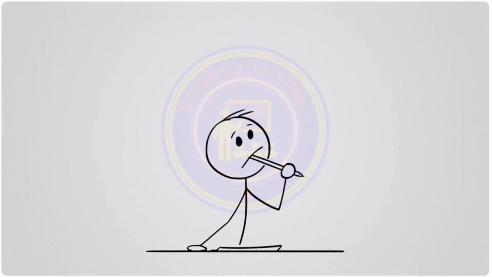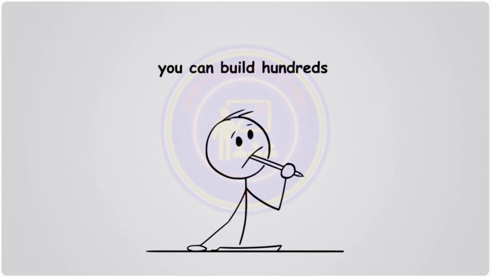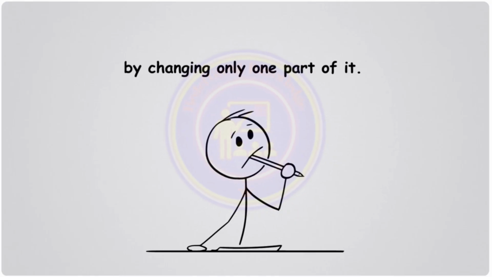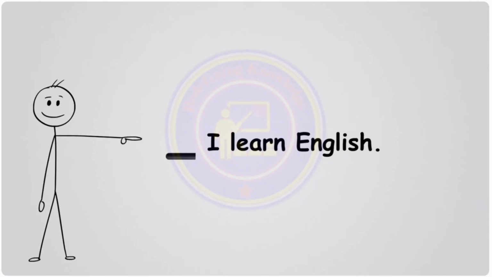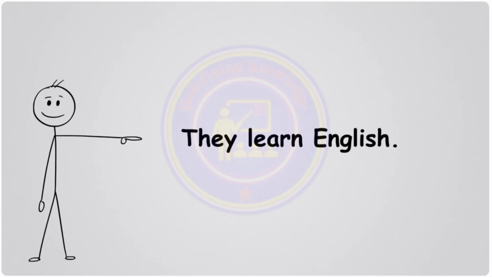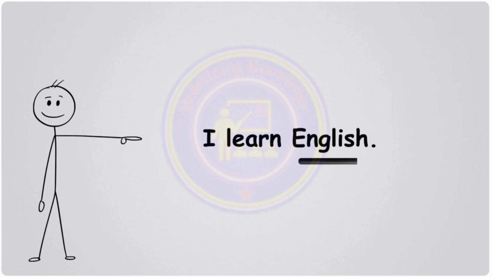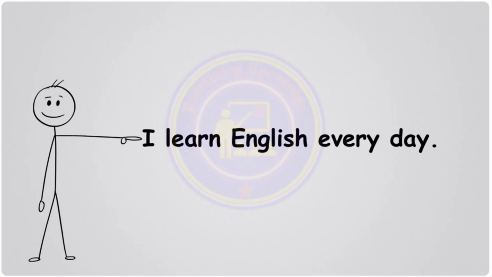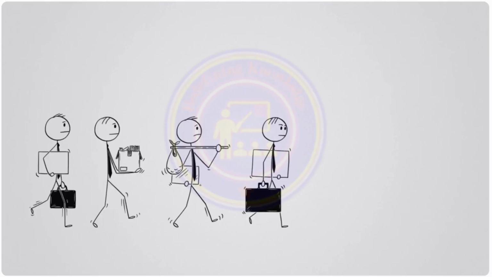Now, it is very important to understand that if you can build one correct simple sentence, you can build hundreds or even thousands of sentences by changing only one part of it. Let's take the sample sentence, I learn English. If we change the subject, the sentence becomes, she learns English or they learn English. If we change the information, the sentence becomes, I learn English online or I learn English every day. So the structure stays the same, but the meaning changes.